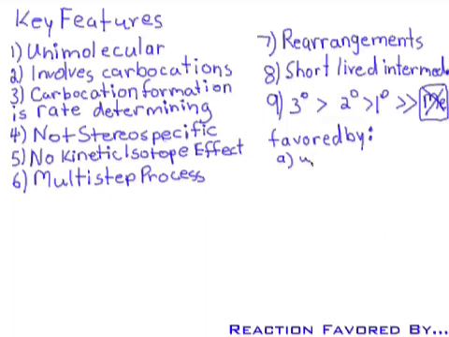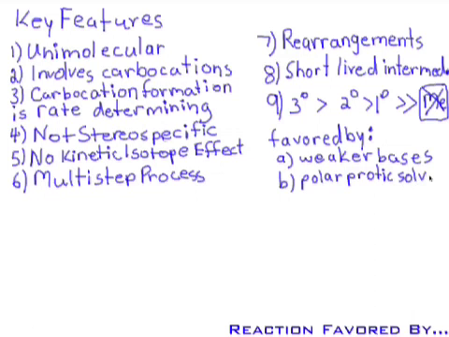A, weaker bases. Of course you can't be too weak. Weak is a relative term, so don't misinterpret that statement. Weaker bases compared to the type of bases we're going to be seeing involved in the E2 reaction mechanism, and we'll explain that. B, polar protic solvents. Polar protic solvents help to favor formation of the carbocation.